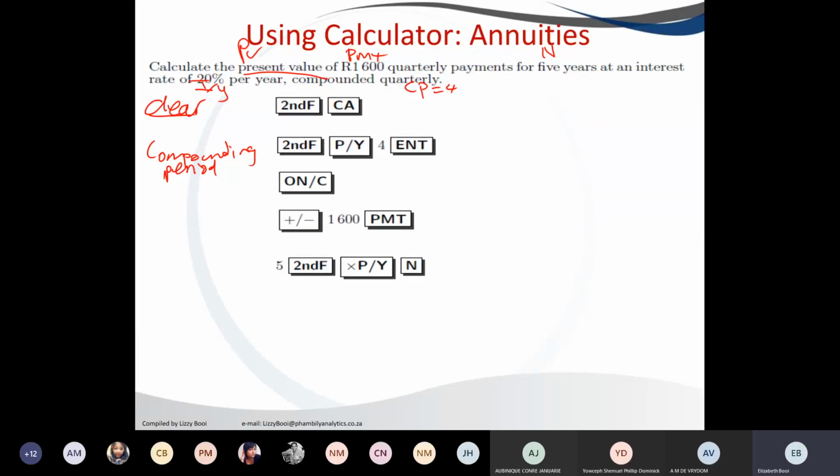That is why we do second function N, which gets times P/Y, and then you press N again. You will see that on top of N, there is times P/Y, and that is what we are pressing. And you press N again, and you put in your interest, which is 20. You press the I/Y button, and you press CPT PV, and the answer you will get will be 19,939.